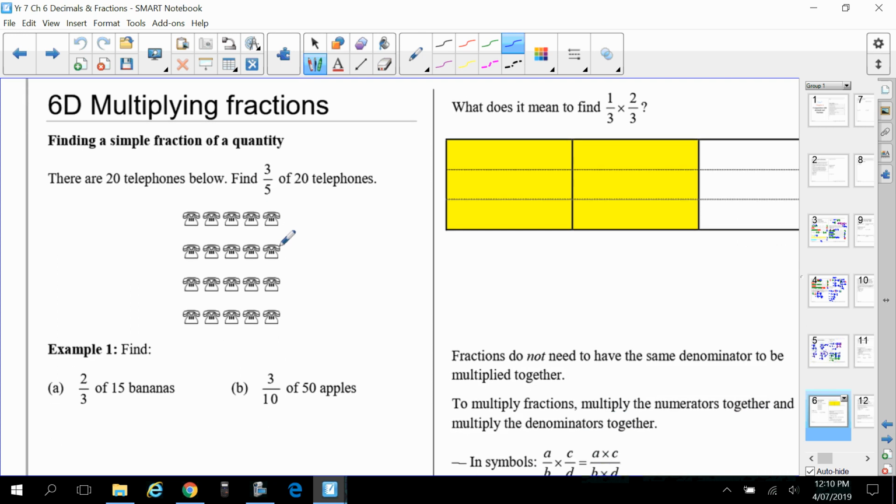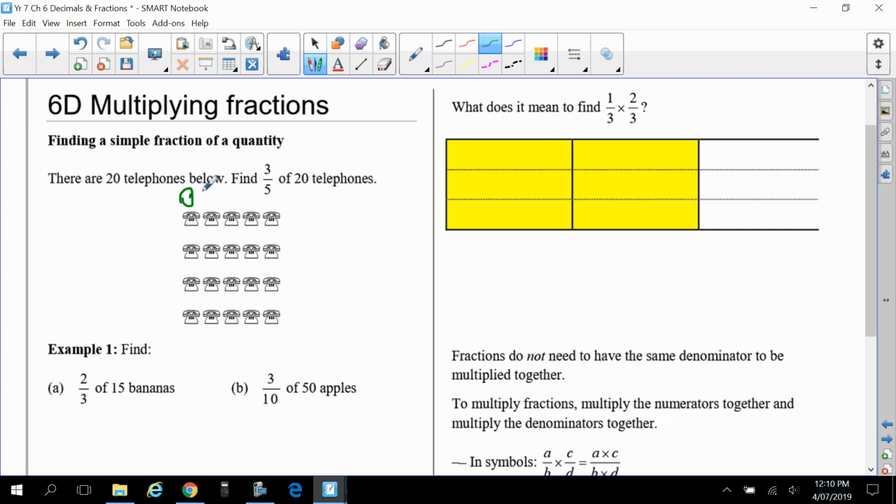Fractions. So we're going to look at a very simple problem. There are 20 telephones below. Find 3/5 of 20 telephones. So what does that mean? As you can see, you can divide it into 5 parts. There's 1, 2, 3, 4, 5. If they say 3/5, it means 3 of the 5 parts.